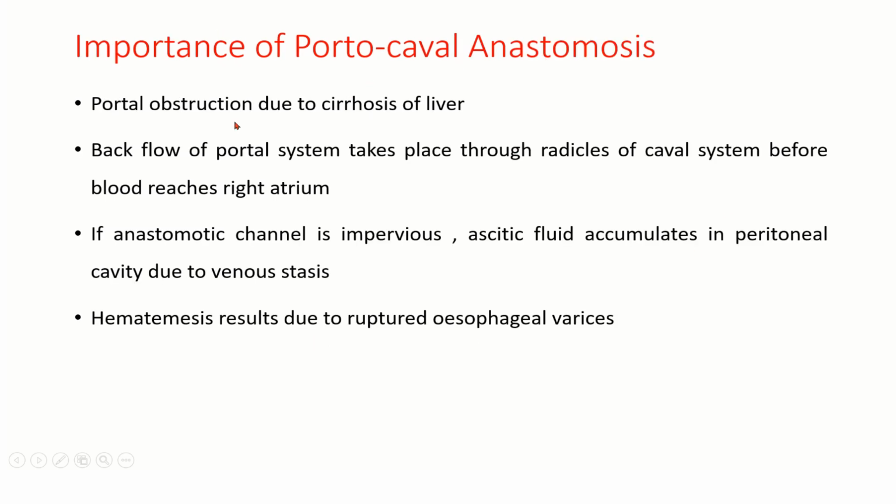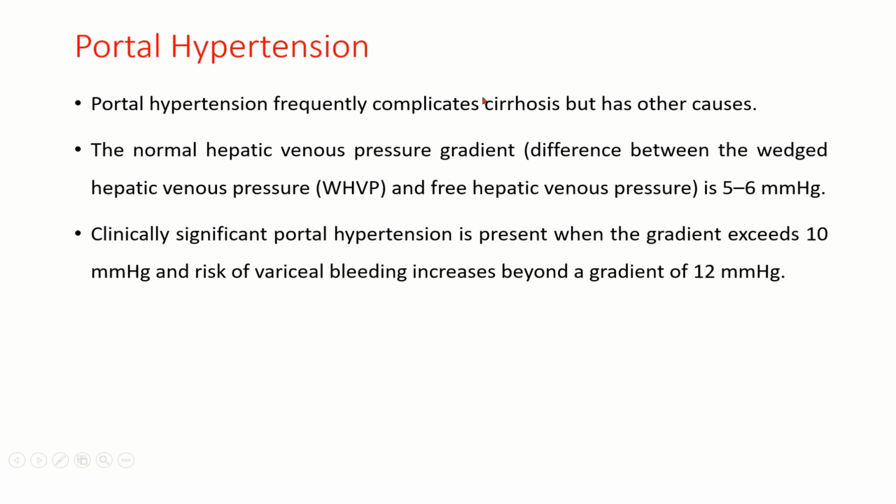So the importance of portocaval anastomosis: portal obstruction due to cirrhosis of the liver results in backflow of portal blood, and the radicals of the portocaval anastomosis will allow the blood to reach the right atrium. These are at the lower end of the esophagus, the lower end of the rectum and anal canal, and around the umbilicus. In all these areas there is portocaval anastomosis, which will open up and allow the blood to flow back through the caval system to the right atrium. If the anastomotic channel is impervious, ascitic fluid accumulates in the peritoneal cavity due to venous stasis, and hematemesis results due to ruptured esophageal varices. So portal hypertension is a frequent complication of cirrhosis.